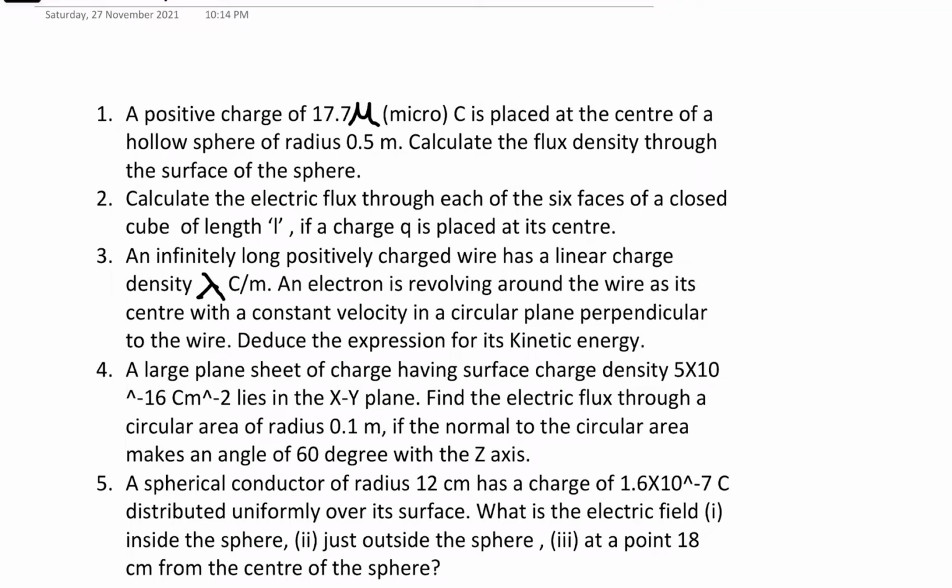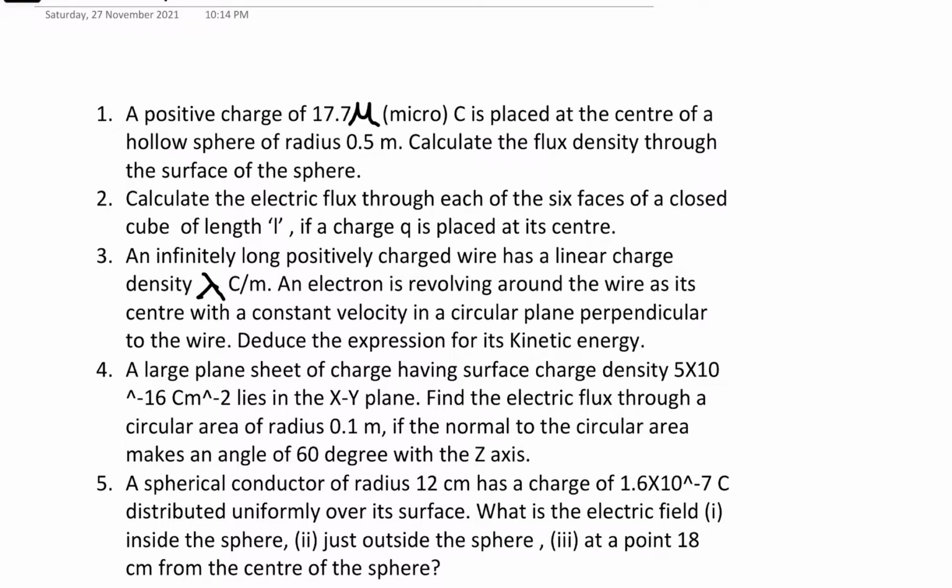Hello everyone. Today let us discuss some problems on Gauss theorem of electrostatics. This is Gauss law of electrostatics. Already I have explained about Gauss law in my theoretical video. Everything I have explained neatly about Gauss theorem and its applications. Three applications of Gauss law I have also explained in other videos.